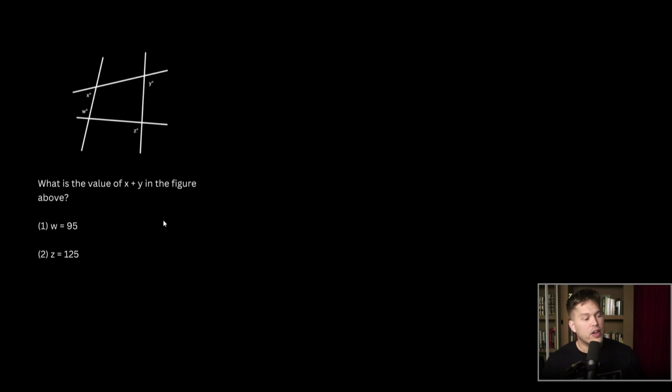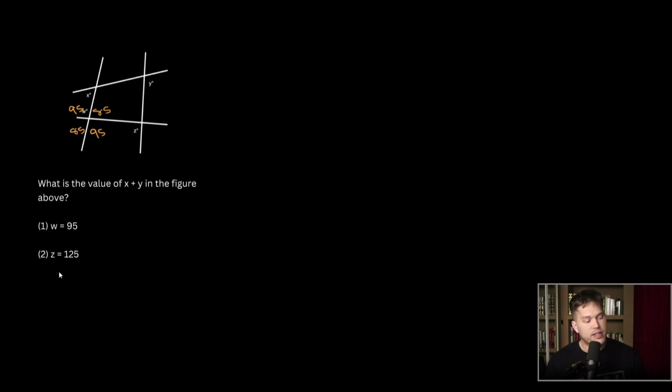Next question, what is the value of x plus y in the figure above? Here we're told that W is equal to 95 degrees. So let's put in a 95 here. What does that imply? Well, here's a vertical angle, so this would also be 95 degrees. And then the straight angles, or the angles next to the 95s, would have to be 85 degrees, and this would also have to be 85 degrees. Okay, so here we have these 4 angles, but we don't have enough to determine what x plus y is.